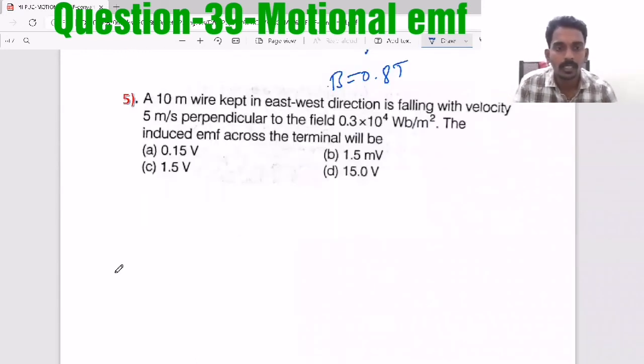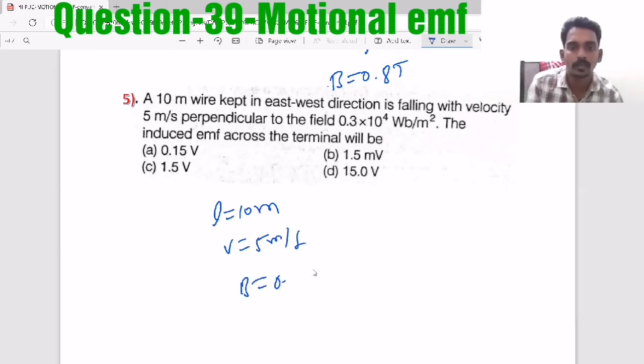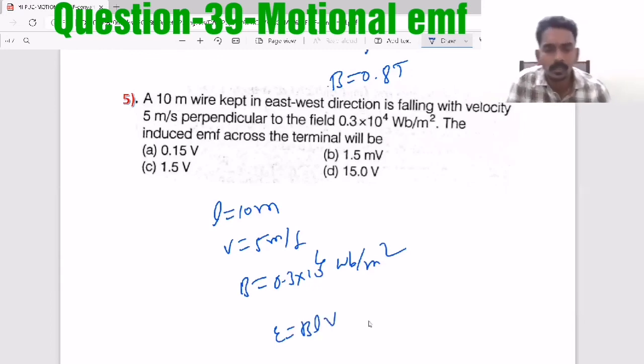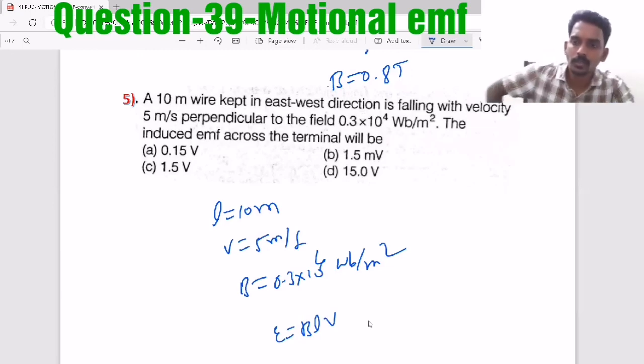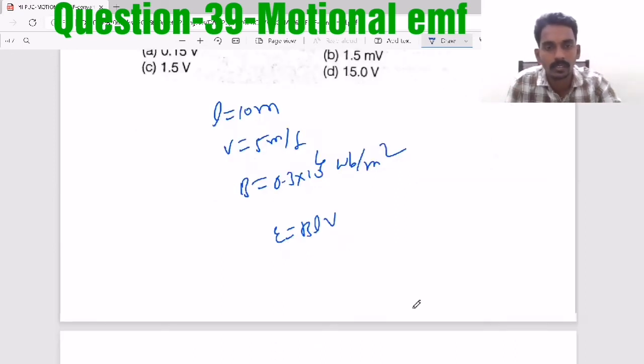Now, one last and final question. A 10-meter wire, so length is 10 meter, kept in the east-west direction, is falling with a velocity of 5 meter per second perpendicular to the magnetic field of 0.3 into 10 power 4 weber per meter square. Find the induced EMF. So it is also a direct question. As I said, simple formula-based questions, just try to practice. Sometimes they may also mention the horizontal component of the magnetic field. When a rod is falling under the effect of gravity, due to the horizontal component of the magnetic field also, the EMF will be induced. So that question also they can ask.